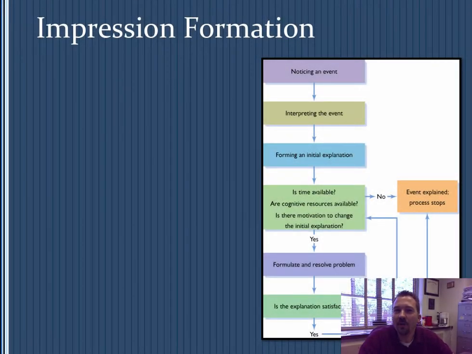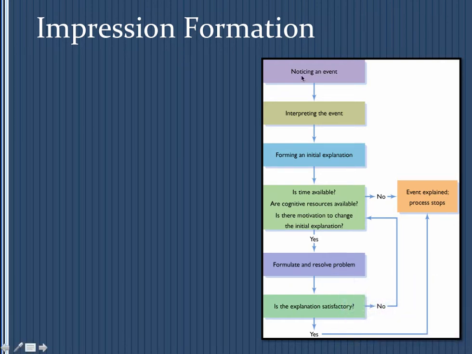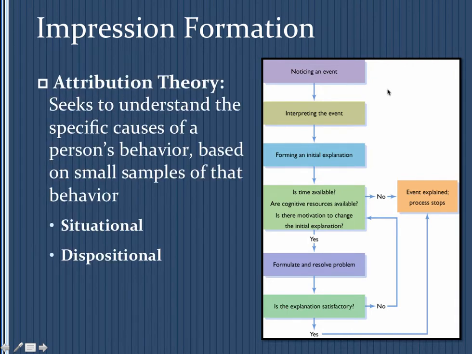All right, now moving on from cognitive dissonance to another aspect of social psychology, impression formation. You can look at this chart here for some more information about it. I'm not really going to dwell on that. Rather, I'll focus on attribution theory here, which is a good instantiation of impression formation, which seeks to understand the specific causes or antecedents of a person's behavior based on small samples of that behavior.